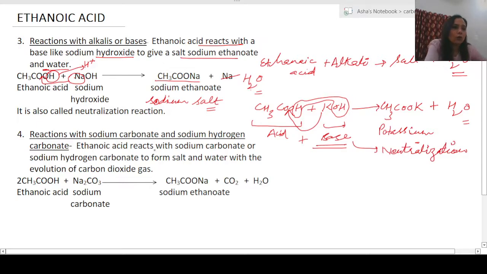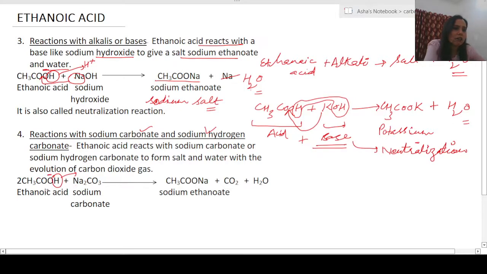Right. Now the ethanoic acid also reacts with sodium carbonate and it also reacts with sodium hydrogen carbonate. Sodium hydrogen carbonate is also called sodium bicarbonate. So whenever they react with the ethanoic acid, they always form carbon dioxide gas and H2O. So this is a reaction with sodium carbonate. Here CH3COOH plus sodium carbonate Na2CO3. So what will happen? This H will come out and this side will become negative.